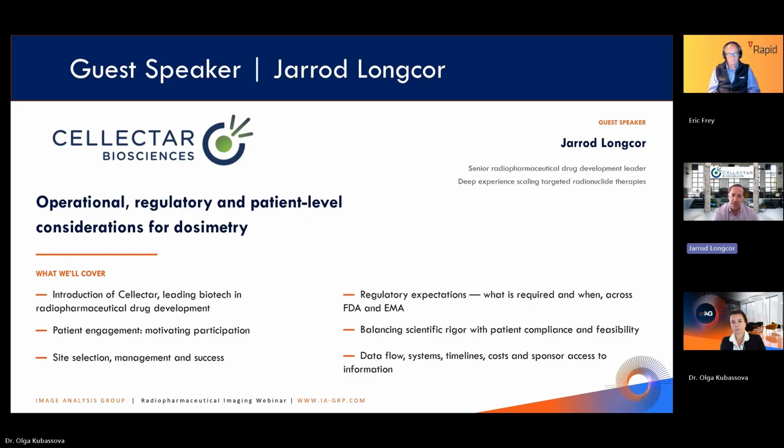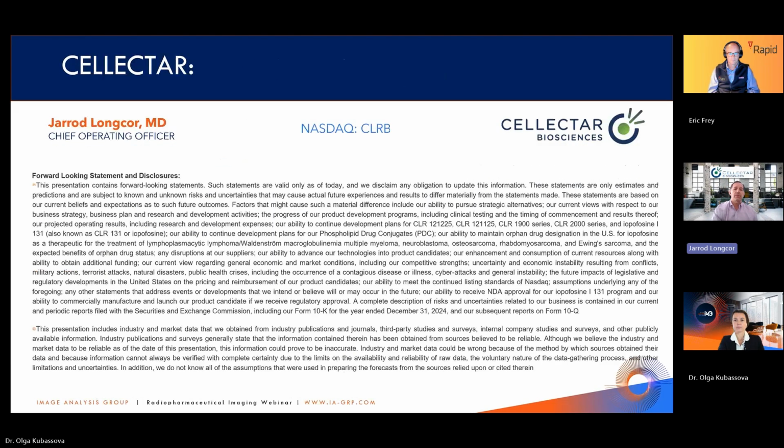Probably one of the more interesting areas, I would say, is going to be the regulatory expectations. I'm sure as we talk through it, it'll be clear that there is varied regulatory expectation and changes coming potentially, with the whole goal, both from a regulatory standpoint and from an operational standpoint, of us trying to balance these two opposing elements: the scientific rigor of doing good dosimetry and good radiopharmaceutical drug development, but also how do we enhance patient compliance and feasibility of those trials, since we know dosimetry brings certain challenges with it. And then the last piece will really be on the data flow, the systems, timelines, costs associated with these trials, and our sponsors' ability to access that information in real time to make it meaningful.